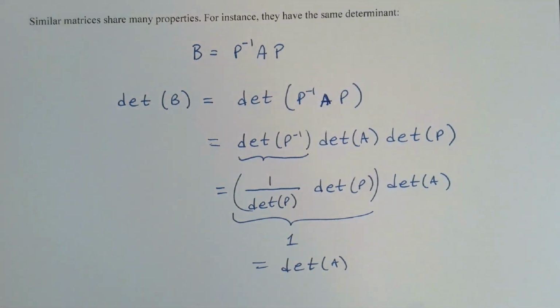And so similar matrices share many properties. Sometimes these are referred to as similarity invariants, which the two matrices have.